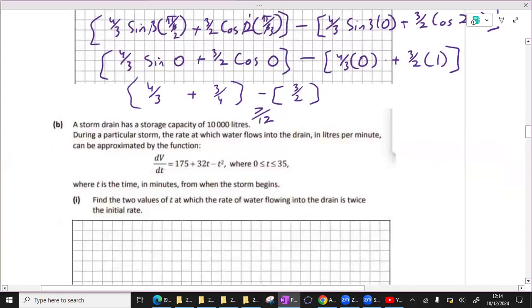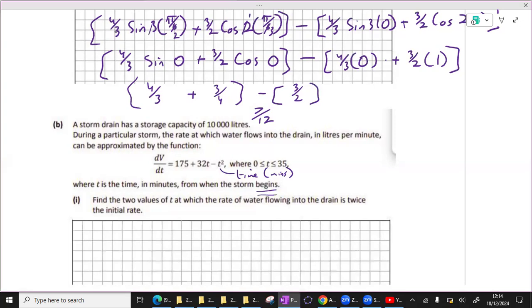The next question down, a storm drain has a storage capacity of 10,000 litres. During a particular storm, the rate at which the water flows into the drain in litres per minute can be approximated by this function, where t is in time in minutes. So t is your time in minutes from when the storm begins.